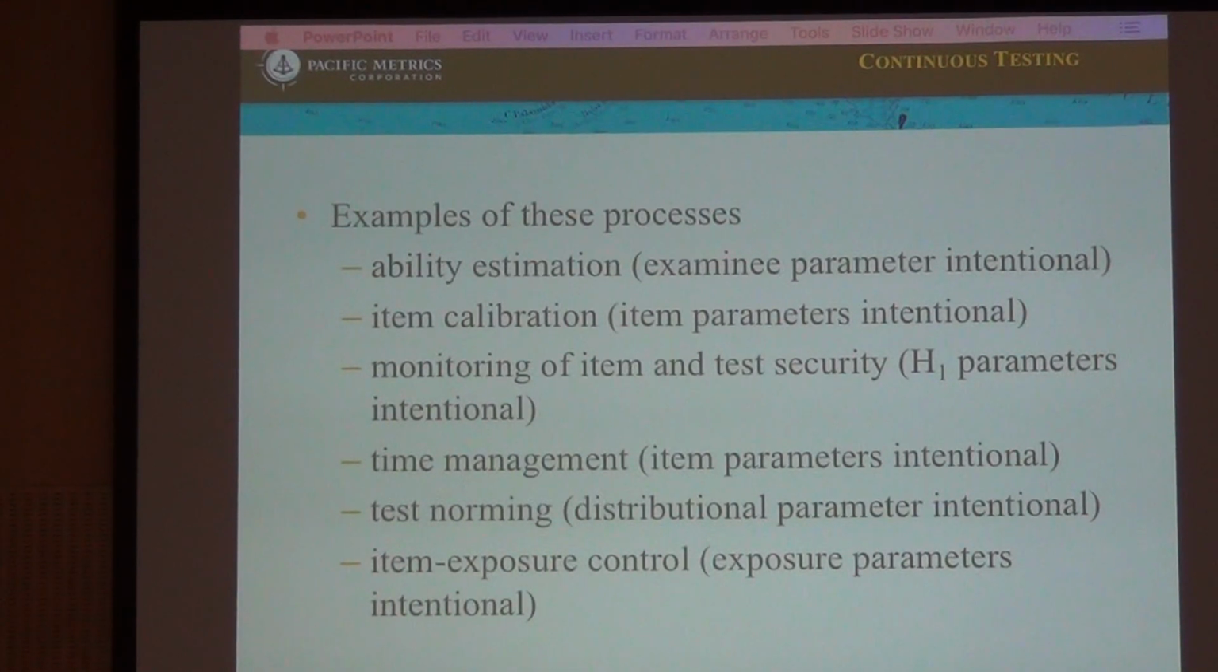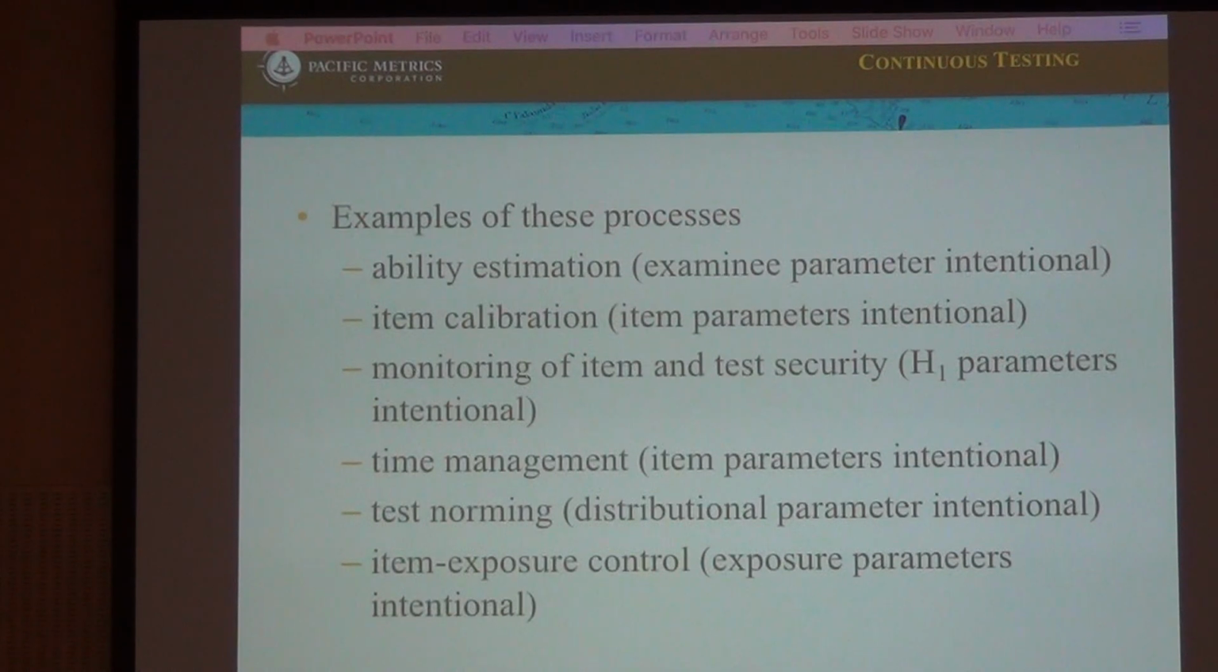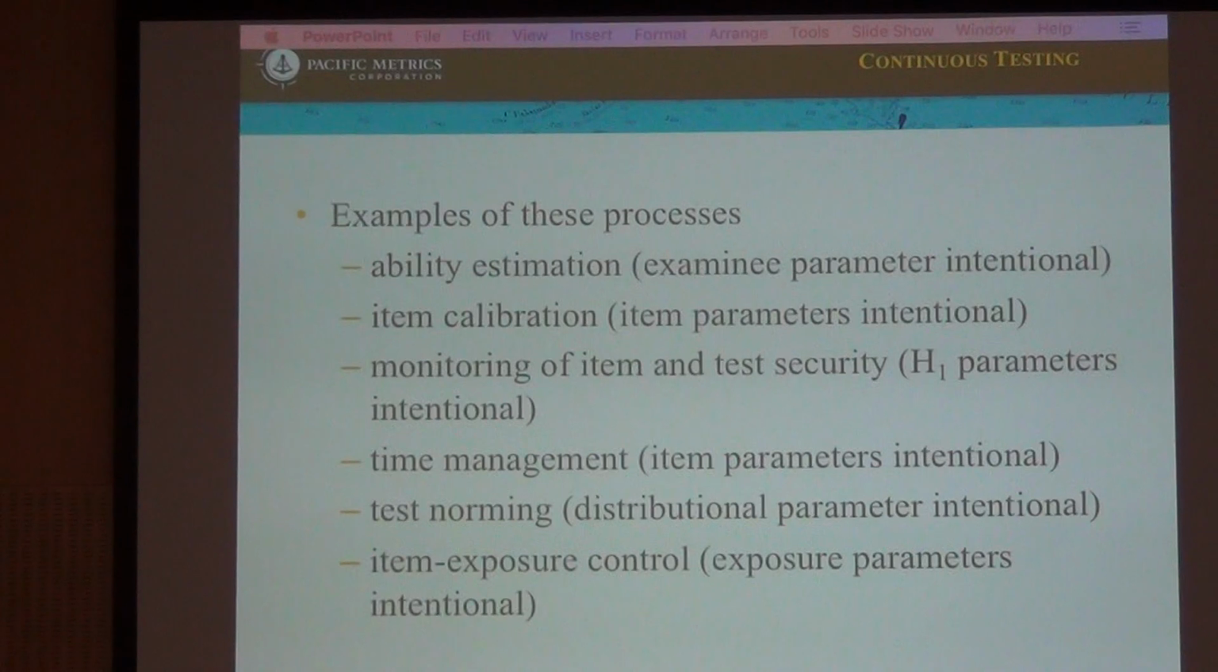I want to find out what's going on. Time management. I want to find out how much time the items take while I'm testing. So those are the intentional parameters. I might be interested in reporting back to a candidate how well he is proceeding time-wise. Then the person's speed parameter is an intentional parameter, etc. Test norming. If you want to norm the test, I'm now interested in distributional parameters rather than the individual item parameters. Those are the intentional parameters, and all the other parameters are nuisance parameters.